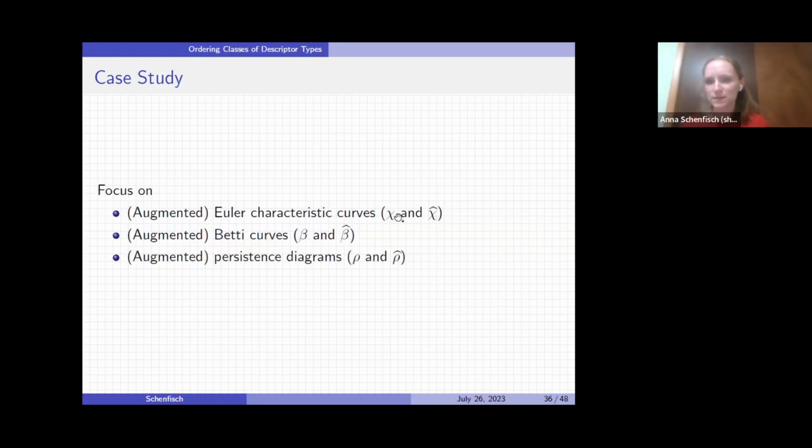So hopefully the notation here is not too hard to remember, right? Euler characteristic is a pi, Betti curve is a beta, and persistence diagrams are again the rho. All right, so we have 6 descriptors we're going to try to order.